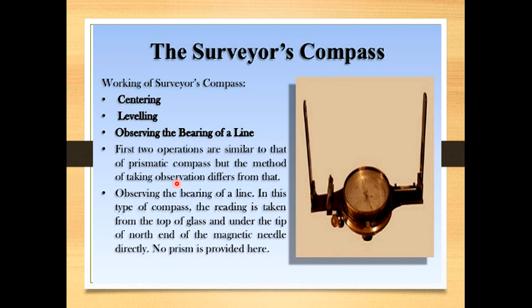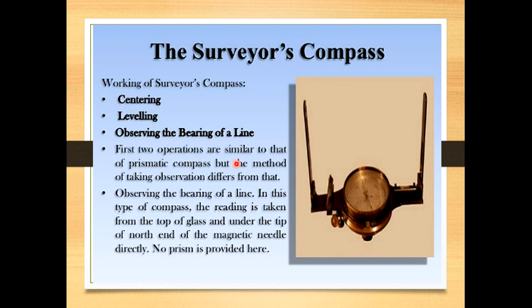The next is the surveyor compass. For the working of the surveyor compass, the temporary adjustments are the same: centering, leveling, and third is observing the bearing of a line. So this is the surveyor compass. These are the vanes. This is the circular metal box. The internal part is the magnetic needle, and this plane is the graduated fixed plane. This is the screw jack, and this is the bubble tube, right?